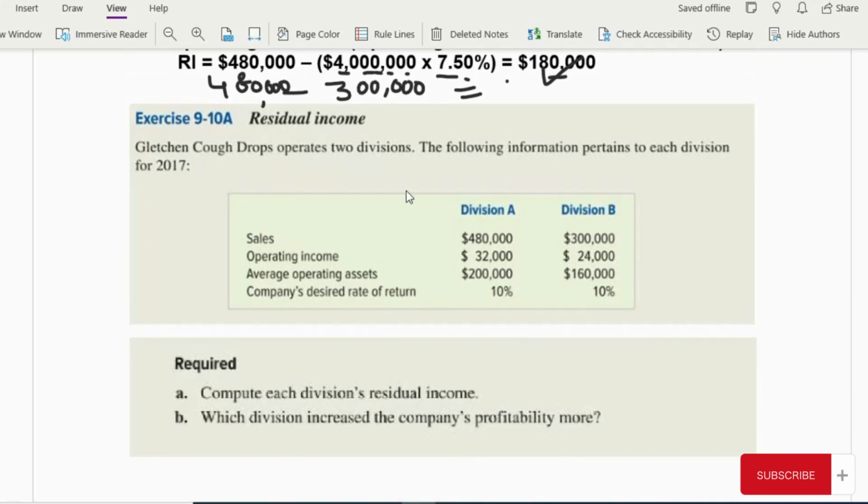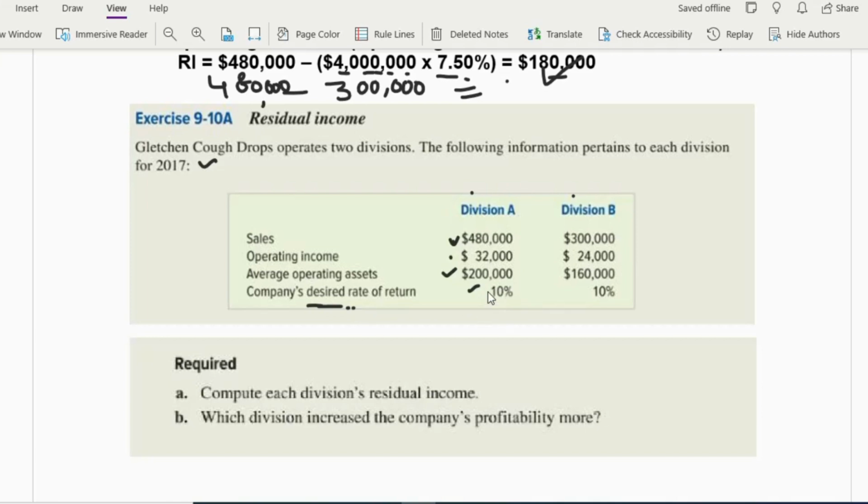Glitchenkopf Group operates two divisions. The following information pertains to each division for 2017, Division A and Division B. Now here we are going to do the performance evaluation of the two divisions, to see which division has performed better. Division A has sales of 480,000, operating income of 32,000, and average operating assets of 200,000, and the desired rate of return by the company was 10%.